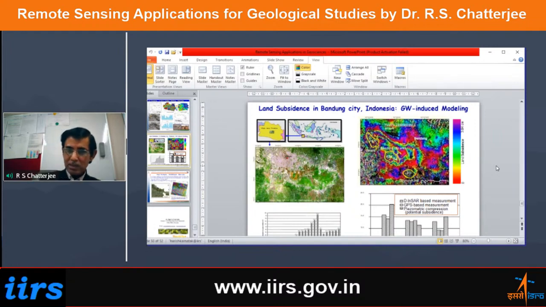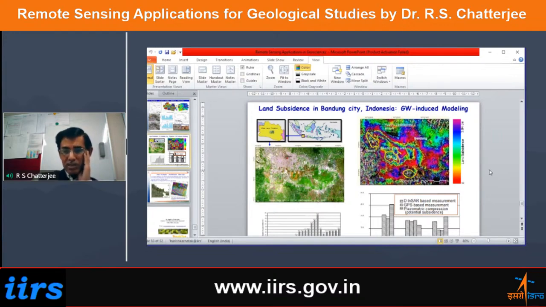They are subsiding due to groundwater pumping or due to oil. Okay, so that study you have to do area-specific. Oil is not much important because it is taking place at a very deep level, but groundwater pumping is taking place in northwest India, particularly in Punjab, Haryana, Delhi, and Chandigarh. So these are the areas.